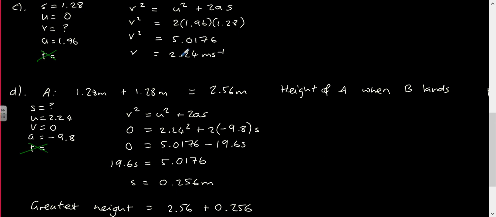Now, you may not be asked part C. It may just ask you part D. And what you've got to know is you need this 2.24 in order to be working out part D anyway. All right. So if they don't ask you how fast B is traveling when it hits the floor, you must understand that's a piece of information that you need in order to work out the greatest height of A.